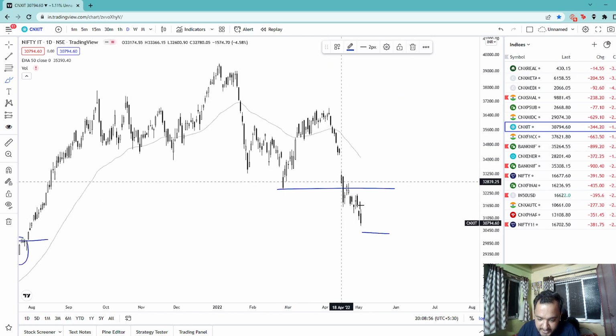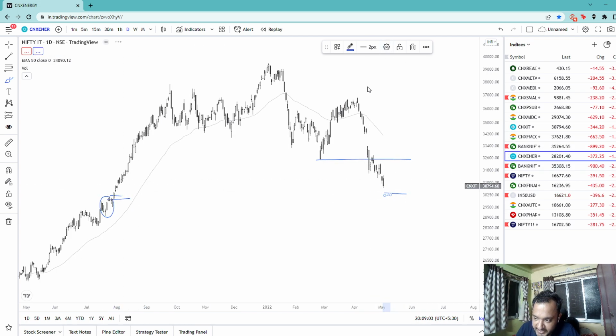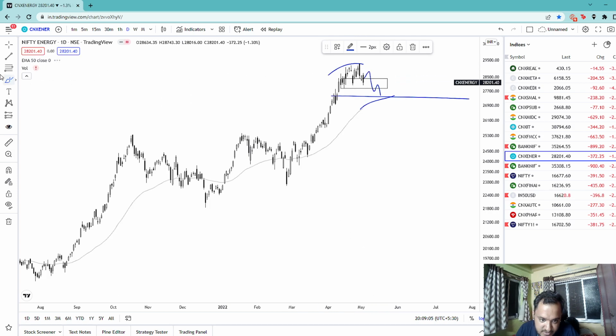All right, Nifty IT is continuously breaking down. We talked about this 30,000 level, so it's almost there. All right, Nifty Energy again extended. So Nifty Energy, we also talked about this zone trying to break, so this is also kind of happening.